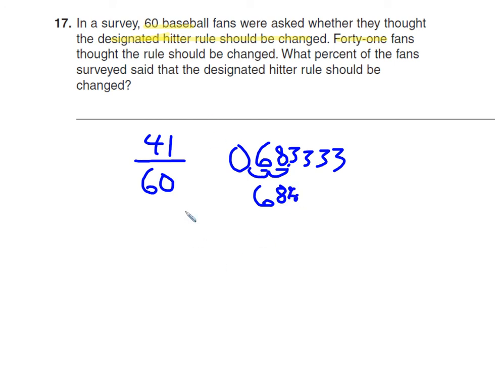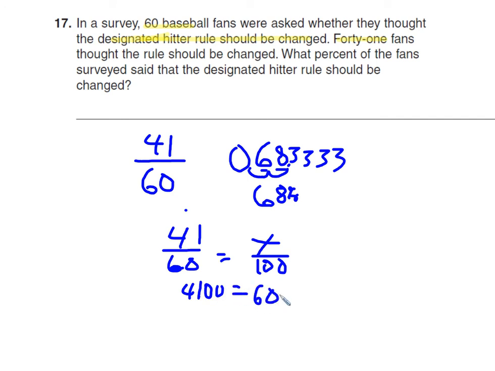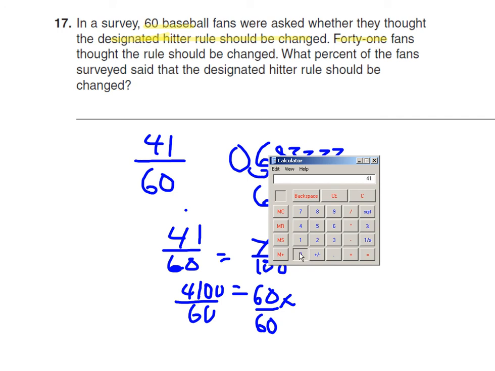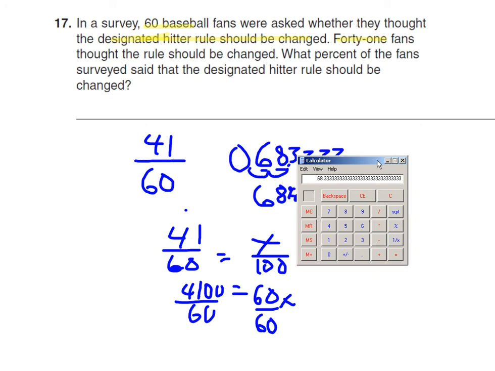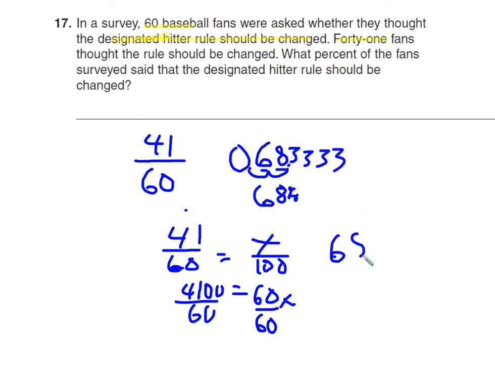So cross products would work as well. I could have said 41 over 60 equals something over 100. It's the same kind of principle. So I get 4100 equals 60x. Divide each side by 60. 4100 divided by 60 equals, now it's already in percent form, 68.3. That rounds to the nearest 1%, 68%. Okay, so the secret word is baseball.